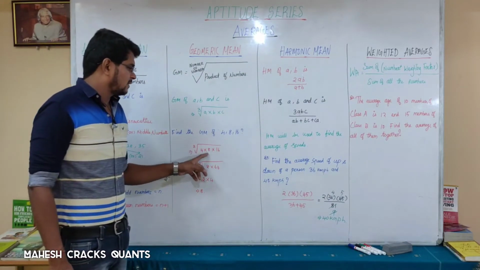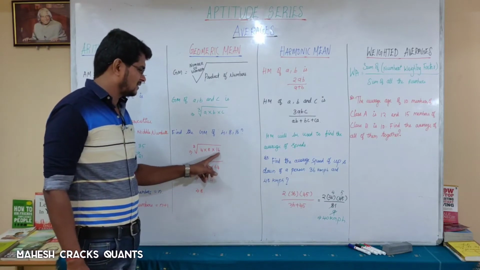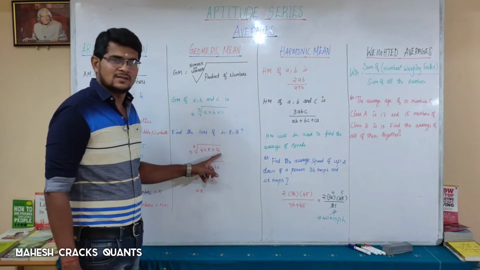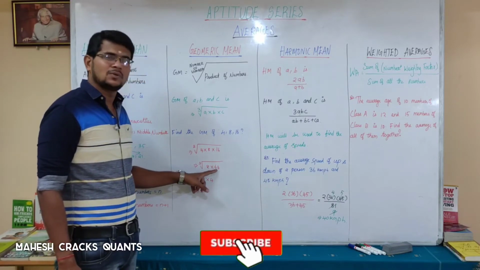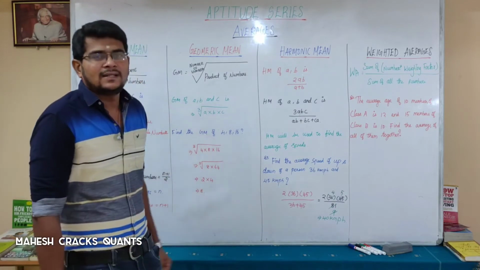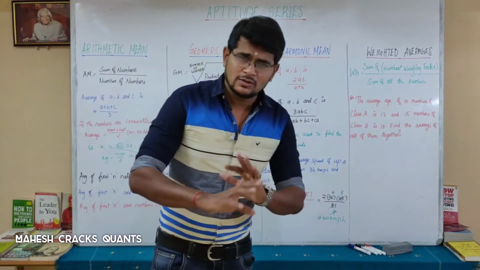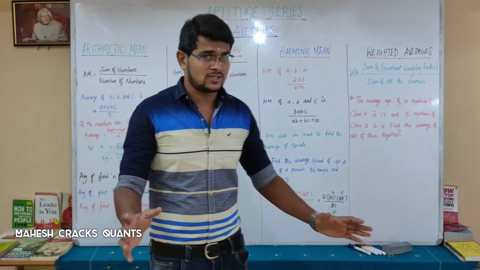So, cube root of 4 into 8 into 16. So cube root of 8 into 64, because 4 into 16 is 64. I know the cube root of 8 is 2 and the cube root of 64 is 4. Then multiplying that, you will get 8. Geometric mean we will not use in the average topic, we will use it in the geometric progression topic.